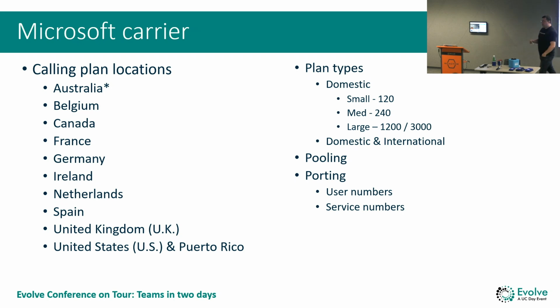The slightly tricky thing there is if you have users who all have the same type of calling plan license associated, those minutes will pool, okay? So if you have 10 users who have a domestic calling plan, you will have 10 times 1,200 minutes available across those users. But if you have 10 users with domestic and 10 users with domestic and international, you don't get 20 lots of domestic.